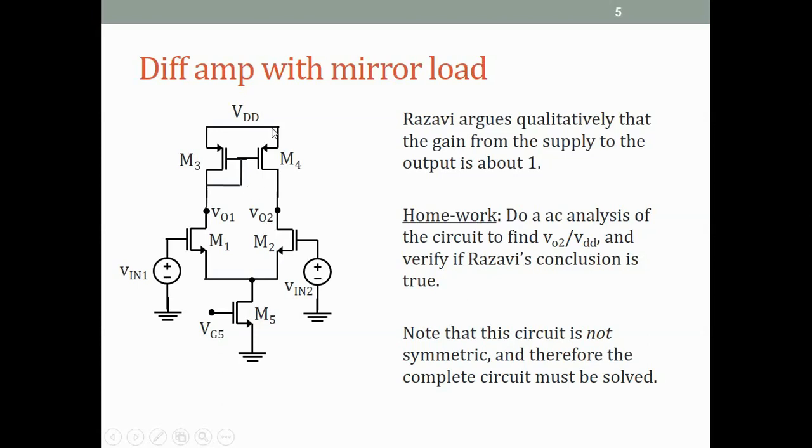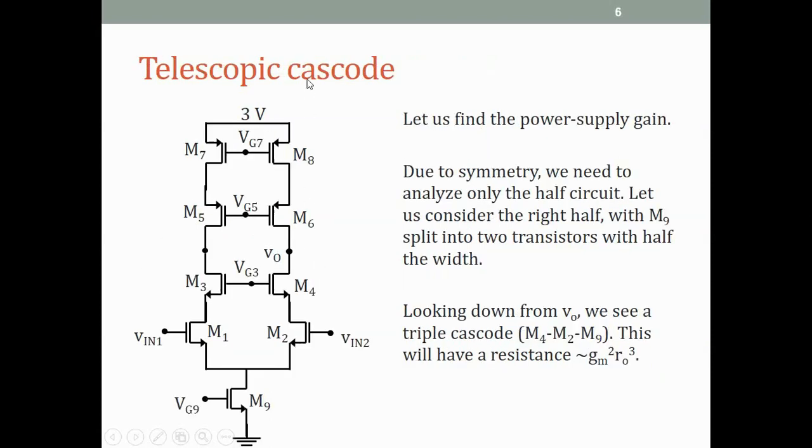So if PSRR is a concern in a system, then one would use a mirror load rather than a current source load. By the way, when you are solving this AC circuit, remember that this circuit is not symmetric, and therefore you'll have to solve the complete circuit. You can't do a half circuit. We had solved this circuit in detail for finding the differential mode gain. So the method is similar to that, only the input is at VDD instead of at the inputs of M1 and M2.